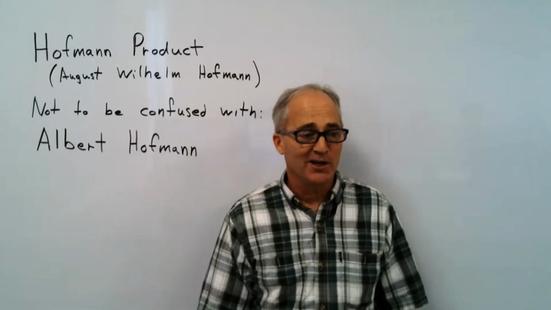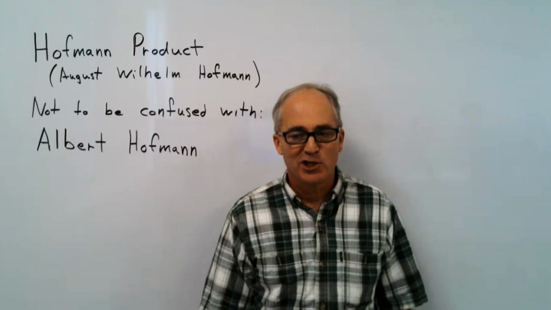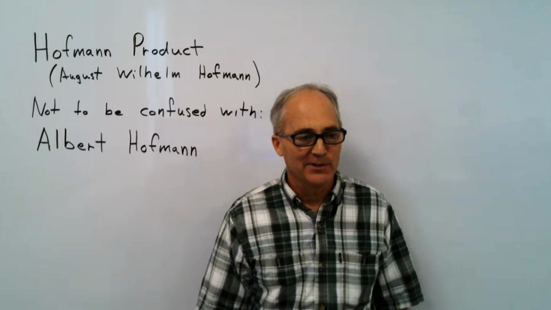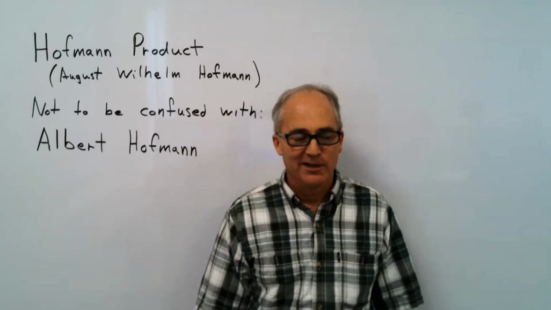That concludes our alkane chapter. And now you know the difference between two famous German chemists, August Hofmann and Albert Hofmann.